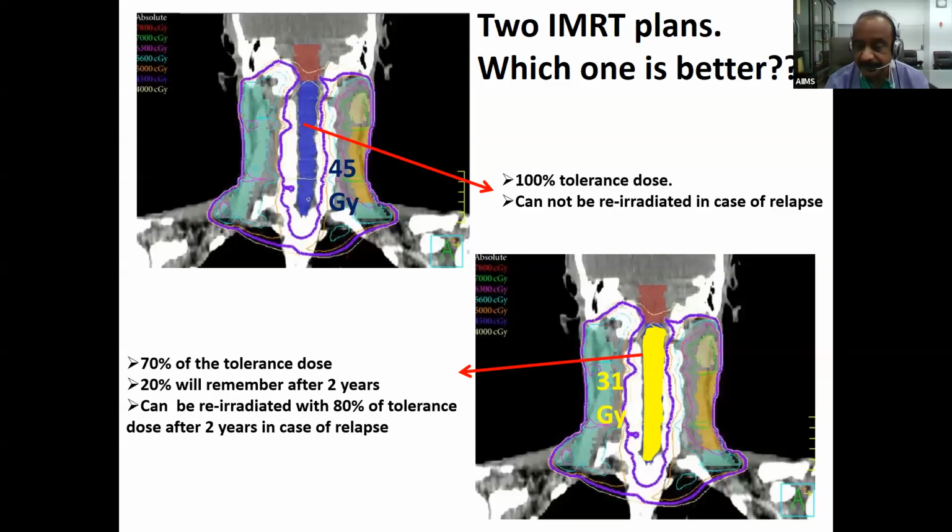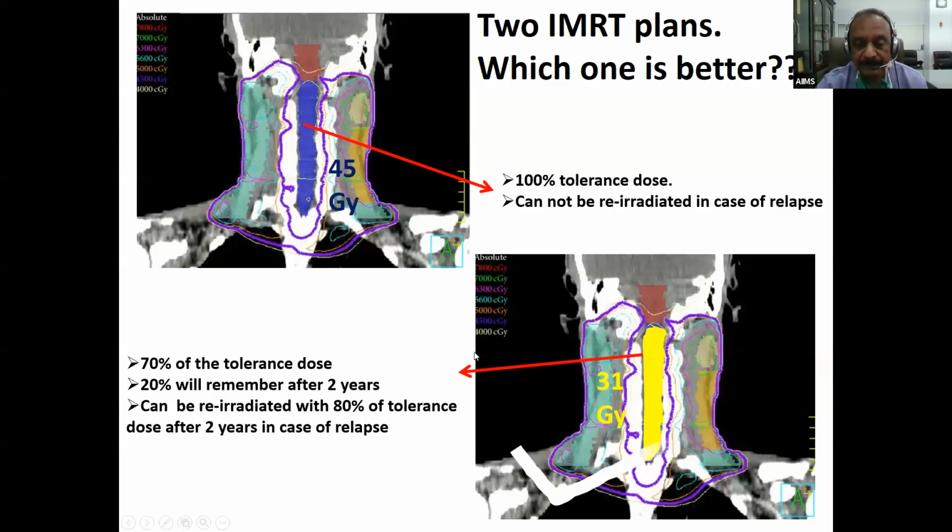So if you keep this in mind, during first irradiation, always treat with IMRT, first thing. Second, always try to put a constraint less than tolerance dose to the spinal cord. Then you will be more comfortable with re-irradiation. So this is a very, very important message which I want to deliver to you.